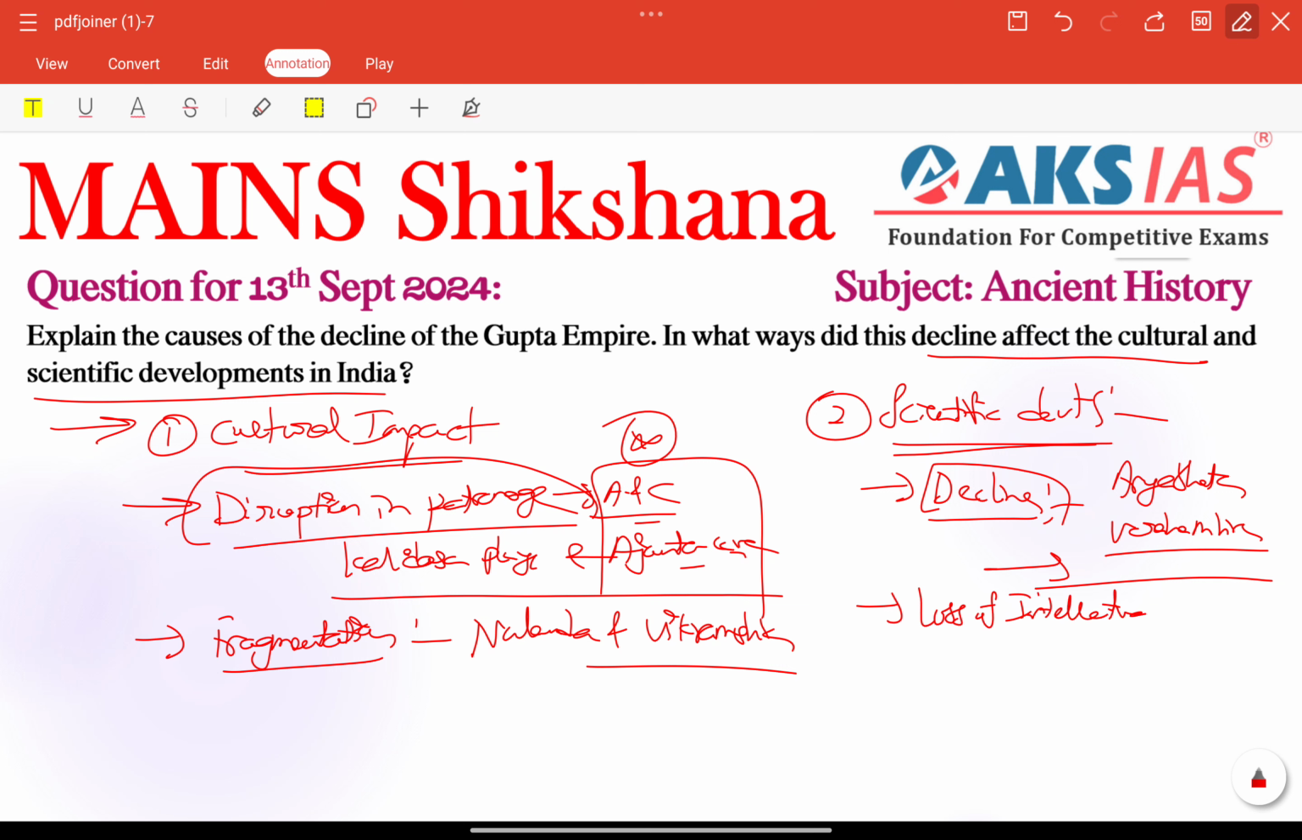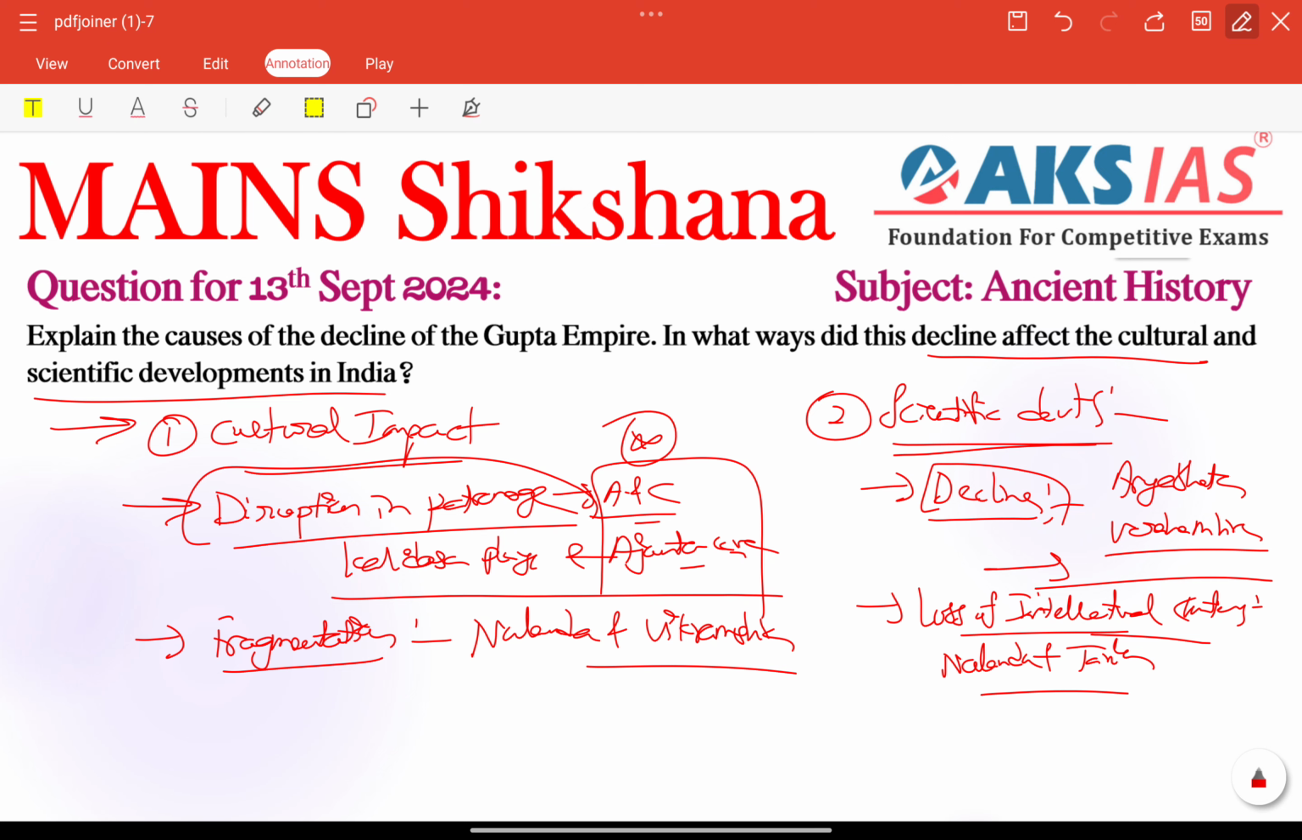The intellectual centers were lost after the decline of that period. Universities at Nalanda and Takshila, very important, faced disruptions due to political instability and invasions. That is the major case here.